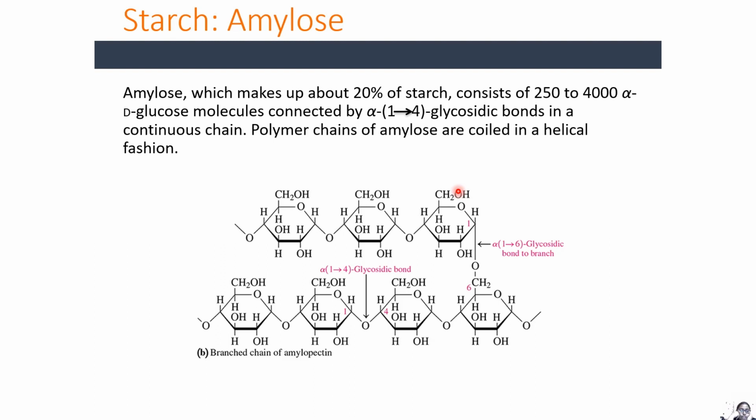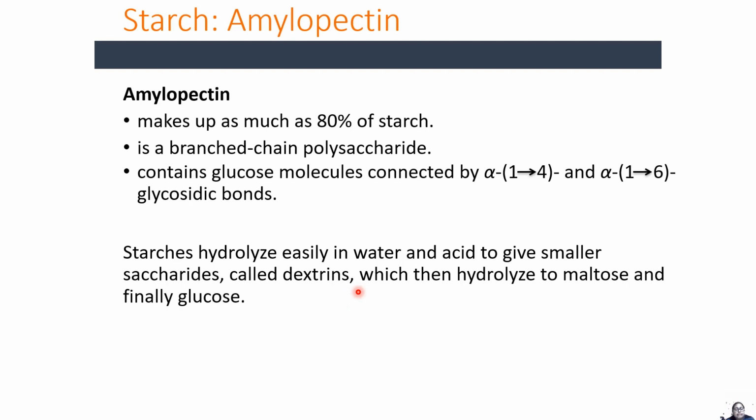But if you see the structure of amylopectin, this is the structure of amylopectin. It has alpha 1,6 glycosidic bonds. Basically, this type of glycosidic bond helps them for the branching out. It also has alpha 1,4 glycosidic bonds like amylose. So amylose is the unbranched component of starch, whereas amylopectin is a branched component. In amylopectin, we see both alpha 1,4 glycosidic bonds and alpha 1,6 glycosidic bonds. Okay. So amylopectin makes up as much as 80% of starch. It's a branched chain polysaccharide. It contains glucose molecules connected by alpha 1,4 and alpha 1,6 glycosidic bonds, as I said.